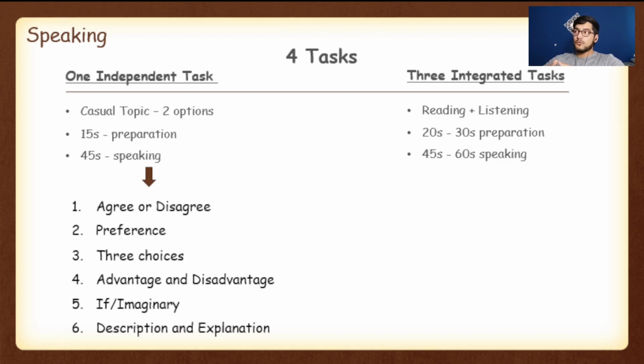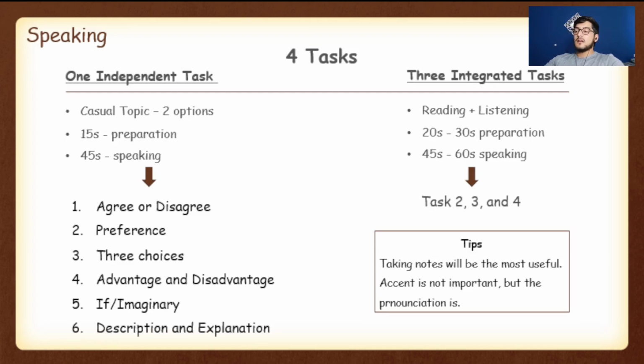It's usually topics related to American culture. So if you have experience watching videos and movies from the United States, you're already two steps ahead because you're familiar with American culture, and that's a plus for you. And tasks 2, 3, and 4 are integrated, as we said earlier.